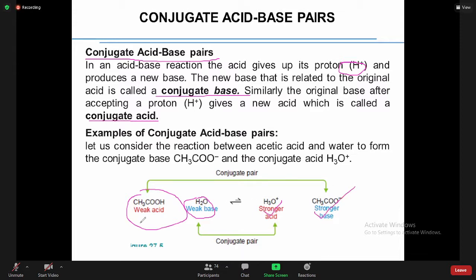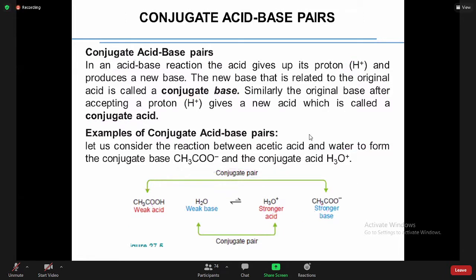Okay, so a weak acid forms a stronger base, right? Any acid forms a base, and any base forms an acid, during the conjugate acid base pair formation. Okay, this is not really a reaction, rather it is forming a conjugate acid and a conjugate base, but in aqueous solution basically, or in any solution.